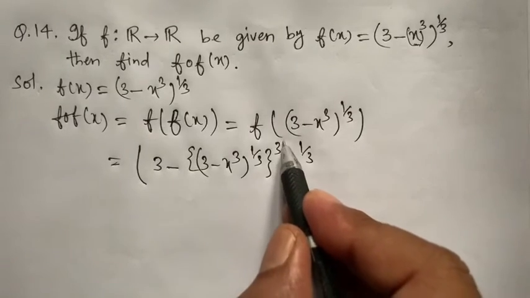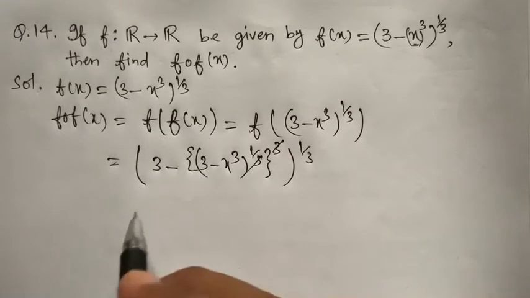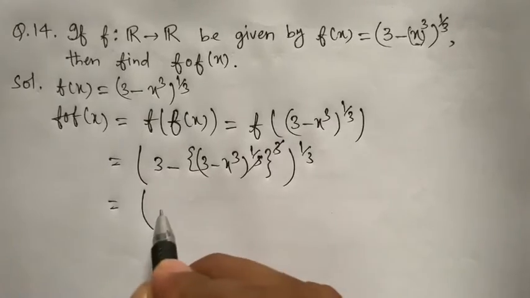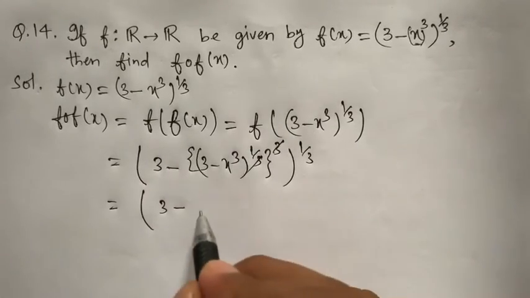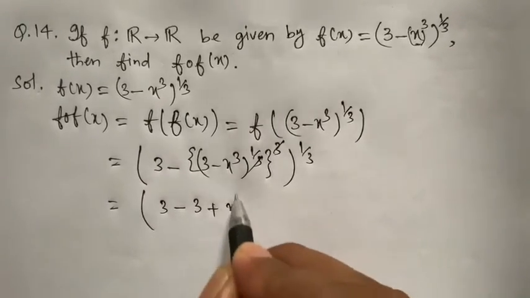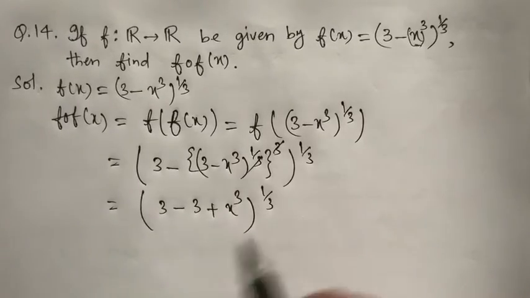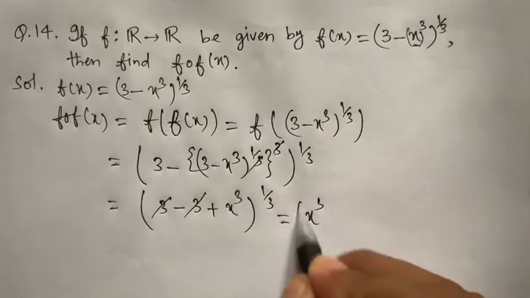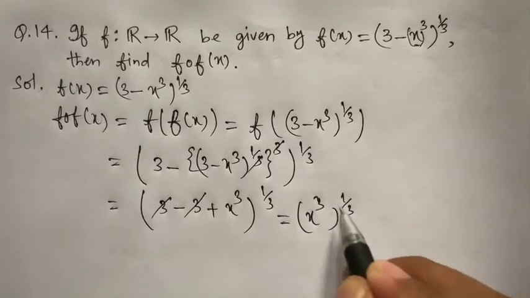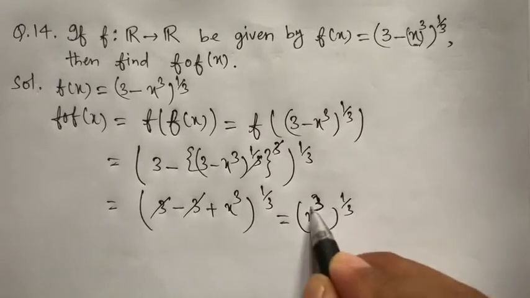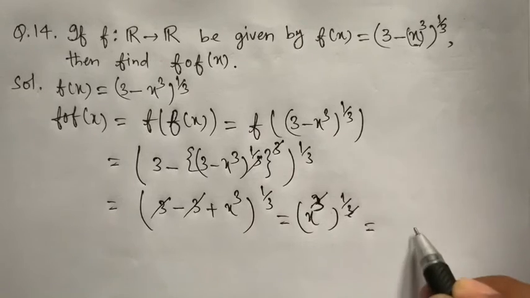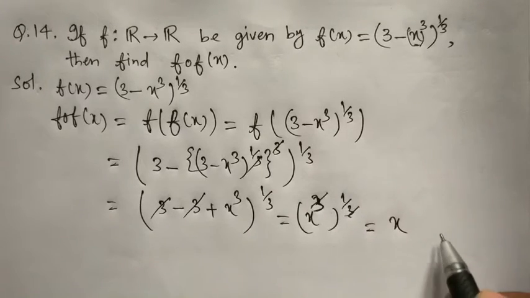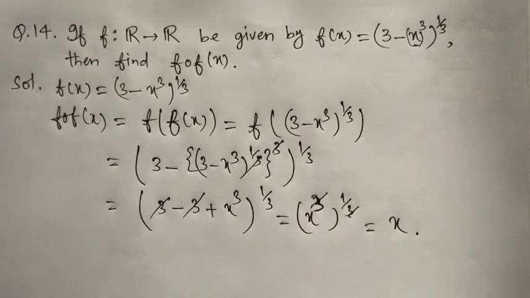Now we can see this 3 will cancel, and it will be 3 minus, when the bracket is opened, it is this one. Now 3 will cancel each other, and we have x cube power 1 by 3. What does this mean? Now these 3 will cancel, and it will give us x. This is the answer for this question.